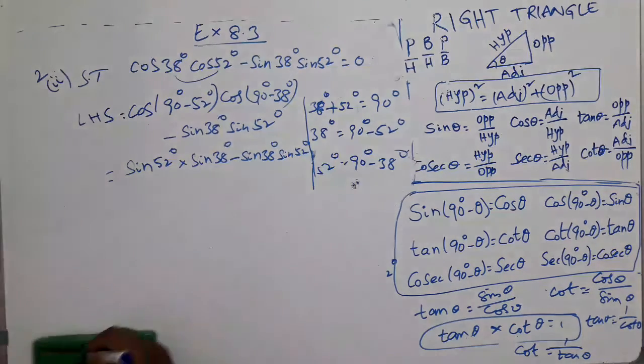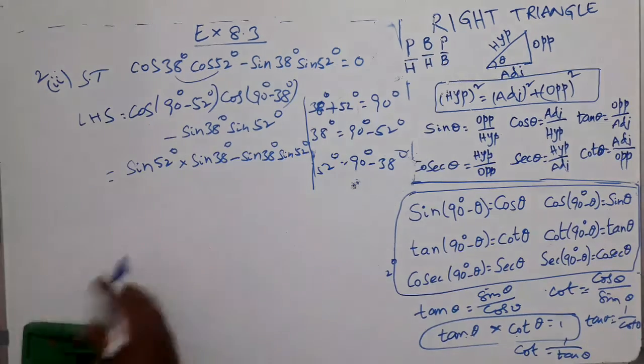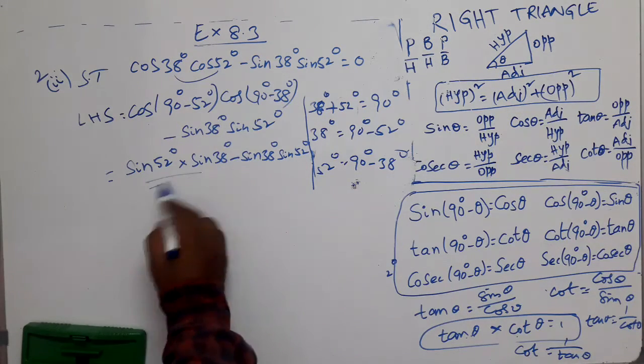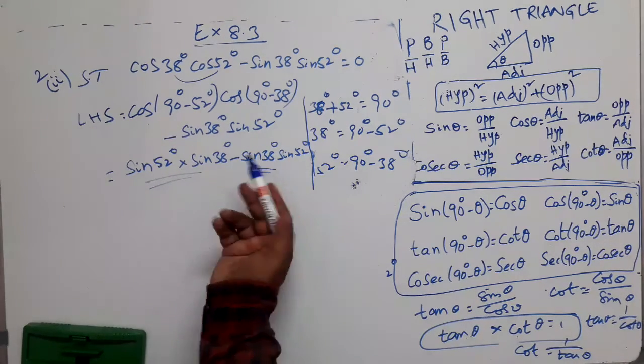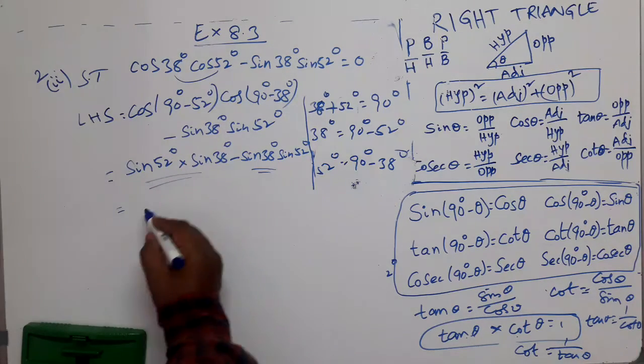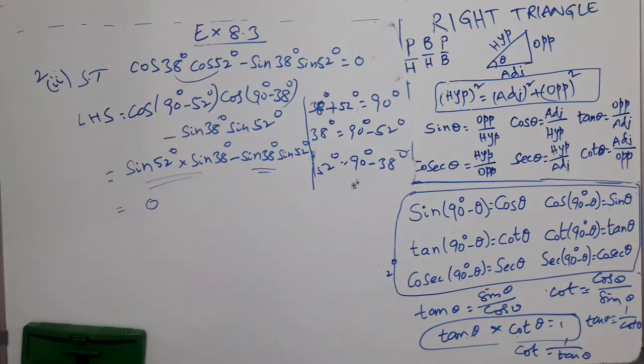Sin 52 degrees, yes. What have you observed? Yes, what you have observed is correct. These two terms are same, is it not? They are equal. Sin 52, sin 38. Sin 52, sin 38. Both are the same product. So this minus this is 0. Right? And this is the second part of the second question.